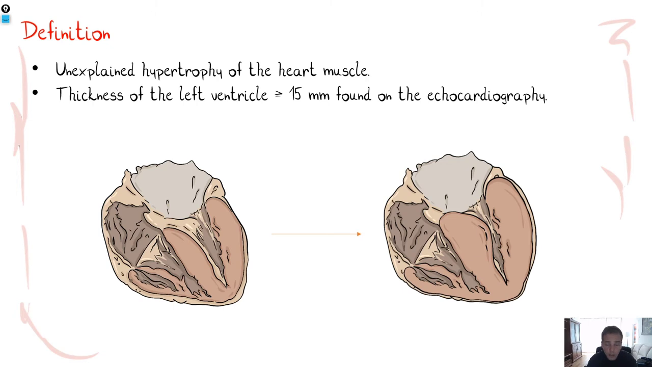Because of the rigor mortis, the thickness of the ventricles is bigger at the autopsy. So this criterion of 15 and more is an echocardiographic criterion. It's good to keep in mind, because if you have a thickness of the left ventricle of 15 or more on the echo, it's usually hypertrophic cardiomyopathy, because hypertension or ischemic heart disease usually won't create such a huge hypertrophy.